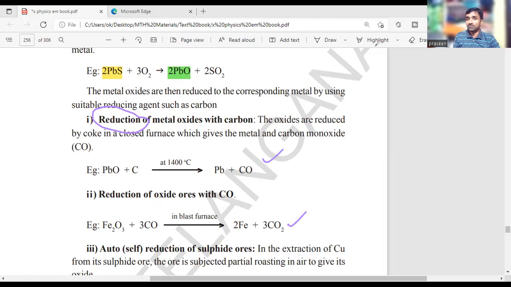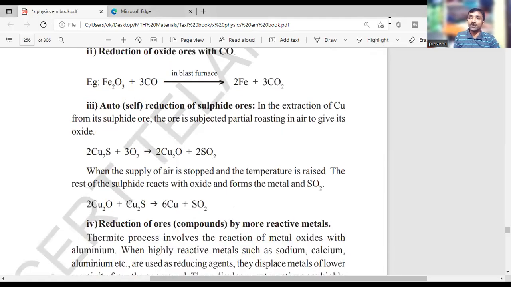Then here one more method is there, which is suitable especially for sulfide ores, especially for blistered copper. We can call that especially here. The name is something, we'll find out, blistered copper, I think.